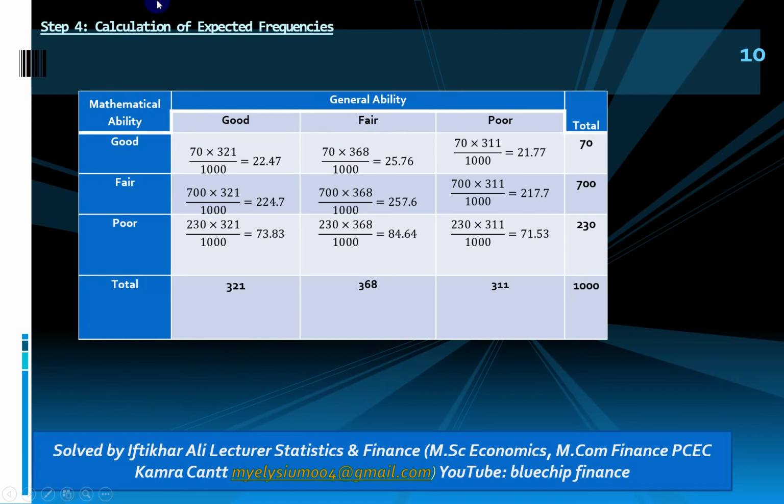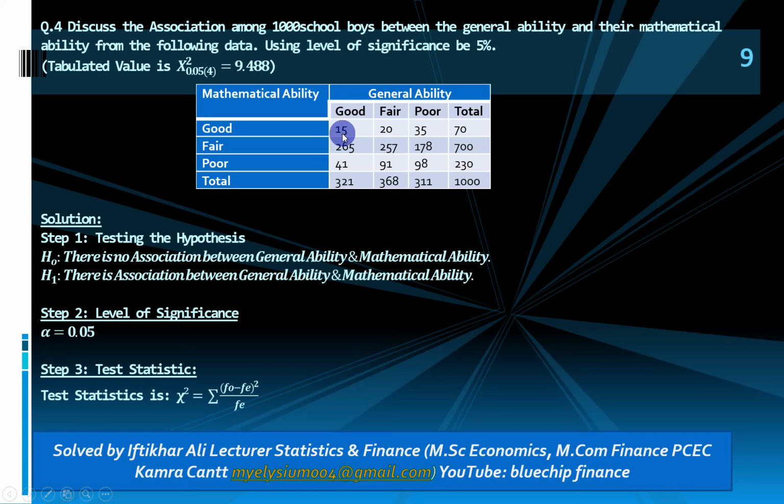Fourth step is the calculation of expected frequencies, because we have observed frequencies here. These frequencies, those given in the question, are observed frequencies excluding totals. So these are observed frequencies. And how can we calculate expected frequency?